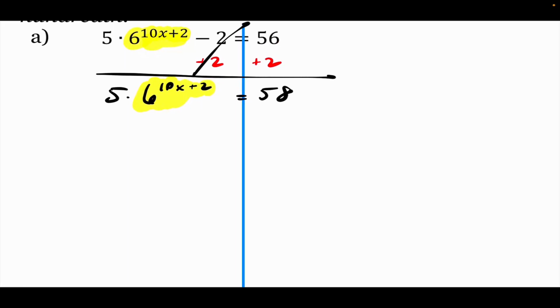Okay. Now I need to get rid of the 5. I'm not going to add. I'm not going to subtract. This one I'm going to divide because it's being multiplied, right? So divide both sides by 5.